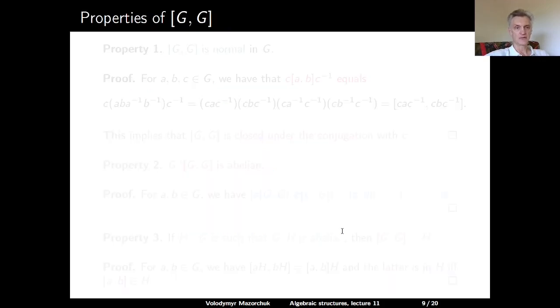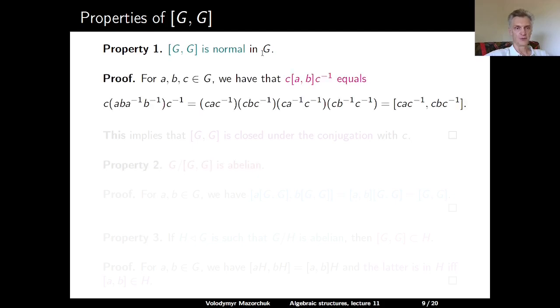Now let us talk about various properties of the derived group. Property 1, the derived subgroup of G is normal in G. Proof: if we take 3 elements in G, A, B, and C, and try to conjugate the commutator of A and B with C, we get the following. So we get C, then ABA inverse B inverse, C inverse.